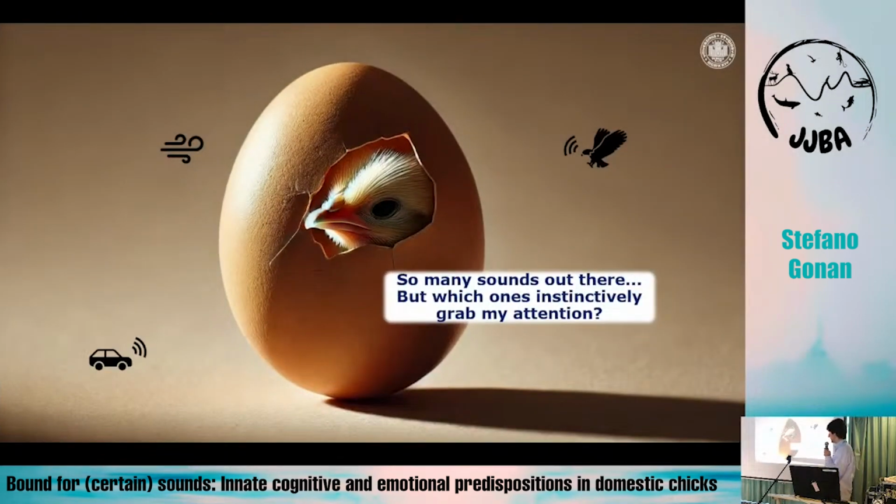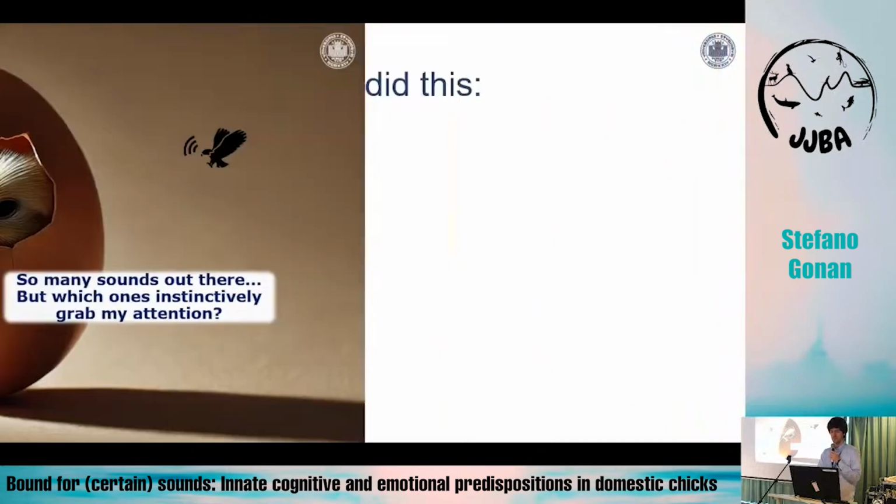And our story begins inside a small egg, where a domestic chick is preparing to hatch. And this chick is surrounded by a symphony of different sounds that are continuously stimulating the young chick's auditory system. But which of these sounds, which of these acoustic stimuli will capture the chick's attention? So are there some innate preferences for certain acoustic features or not?